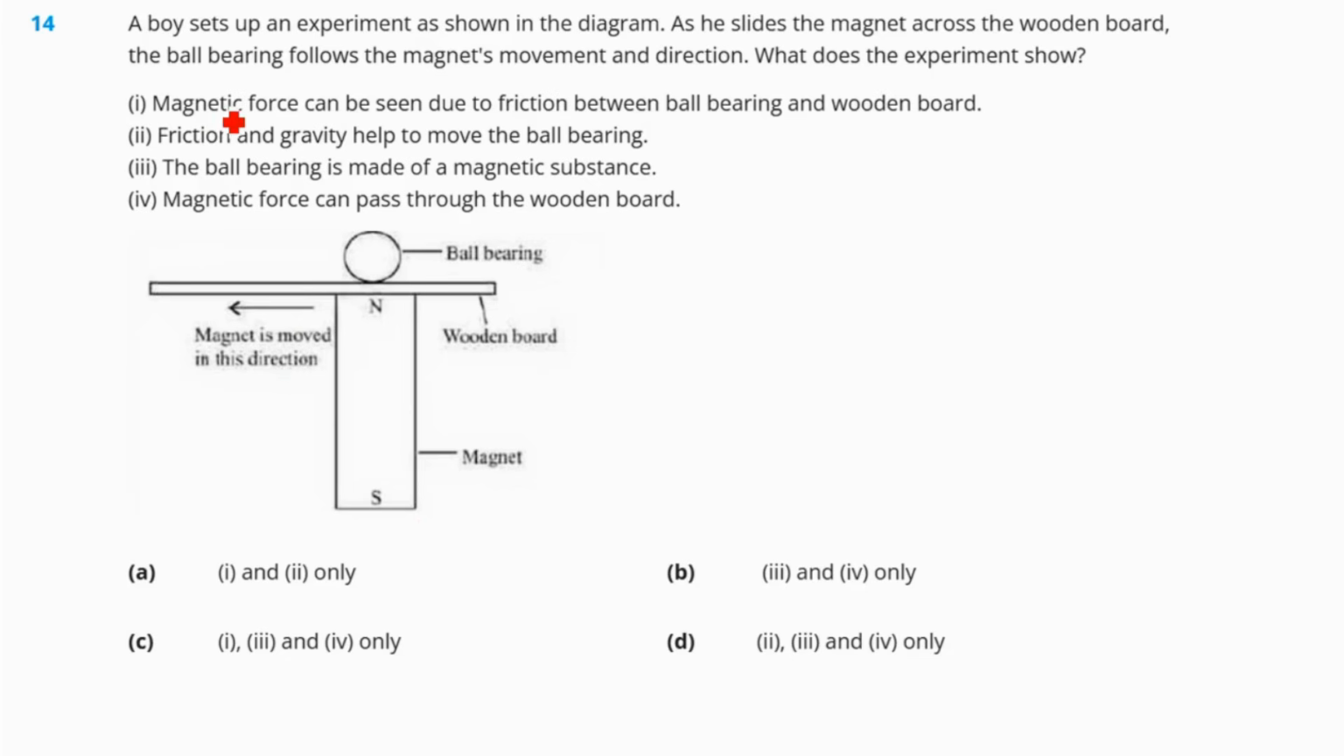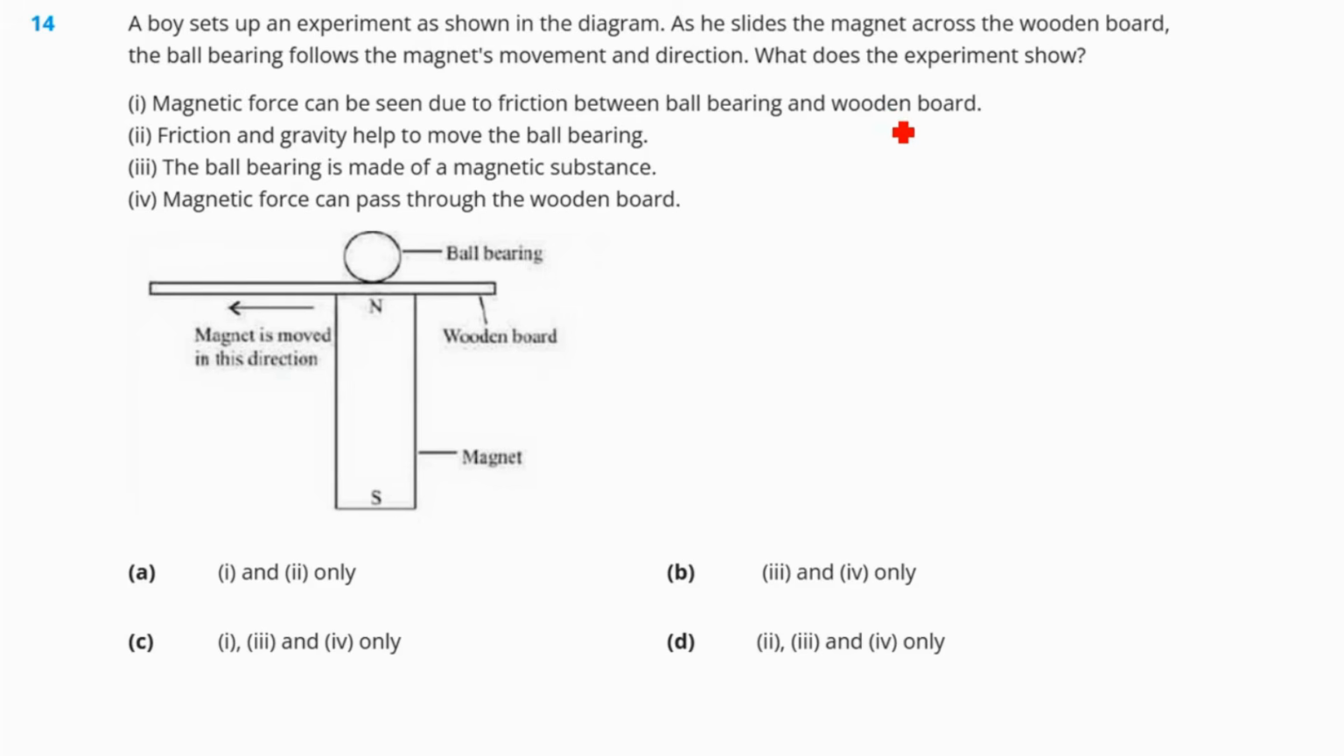The first option says magnetic force can be seen due to friction between ball bearing and wooden board. So here the ball follows the magnet because it is made up of magnetic material. So it is attracted to the magnet, right? They have asked for the correct statement. Okay, let's see. First one, magnetic force can be seen due to friction between ball bearing and wooden board. So this statement is false.